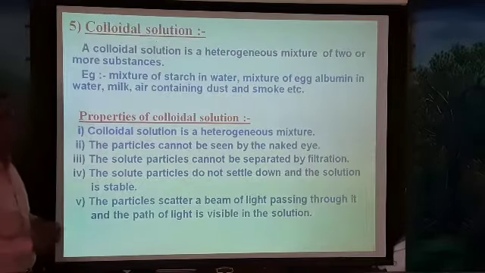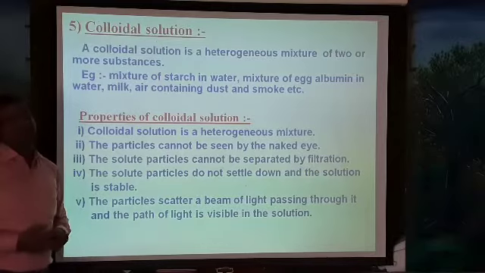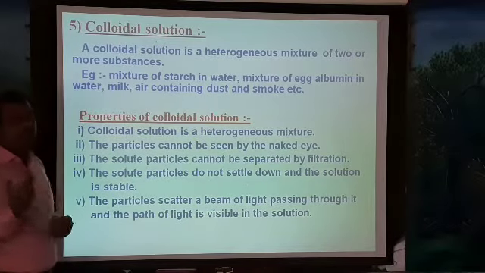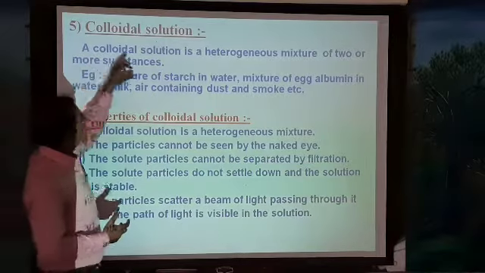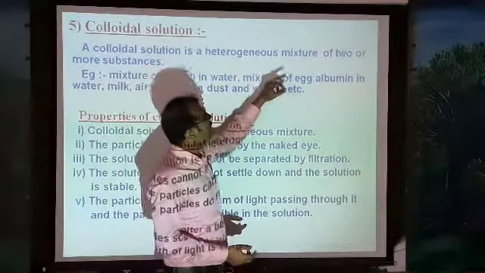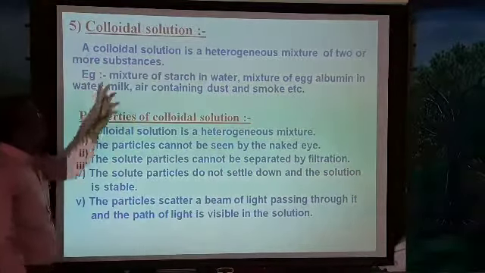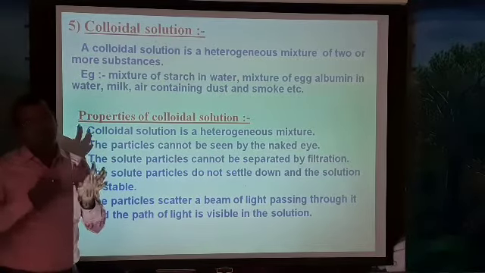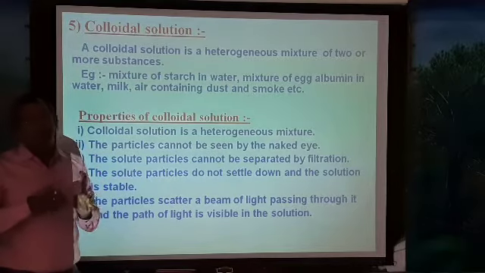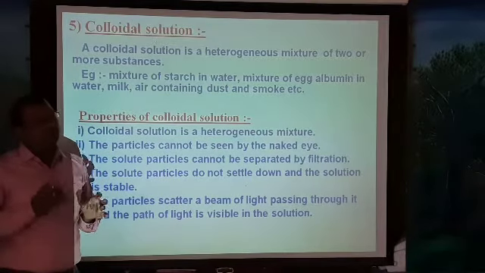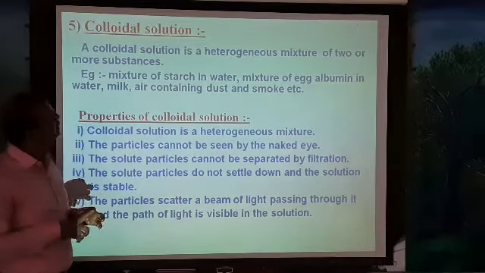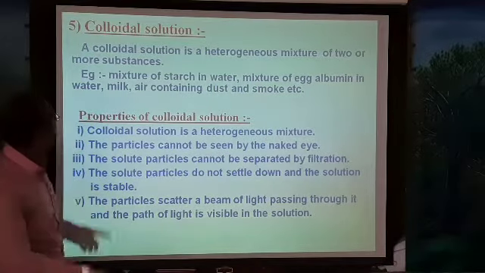We will go to the next topic, that is the colloidal solution. We discussed the true solution. Now, a colloidal solution is a heterogeneous mixture of two or more substances. So actually there are two kinds of solutions. One is the true solution and the other is the colloidal solution. A true solution is an example of a homogeneous mixture, whereas a colloidal solution is an example of a heterogeneous mixture.